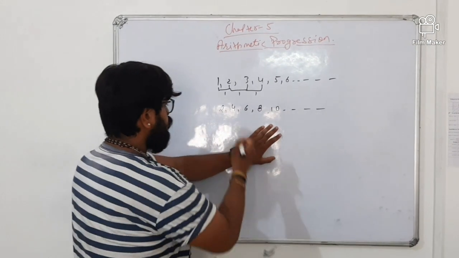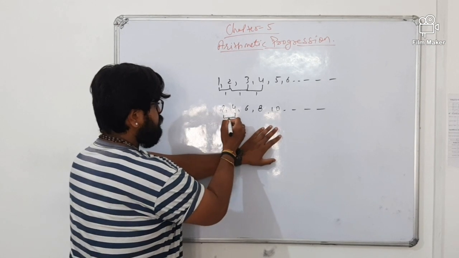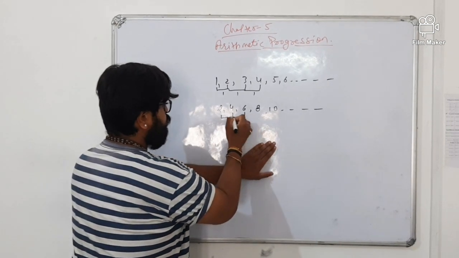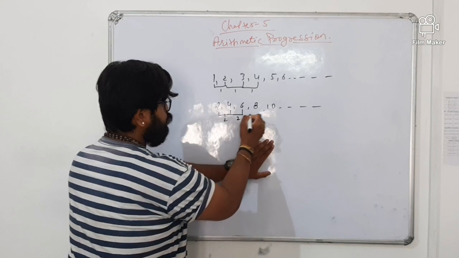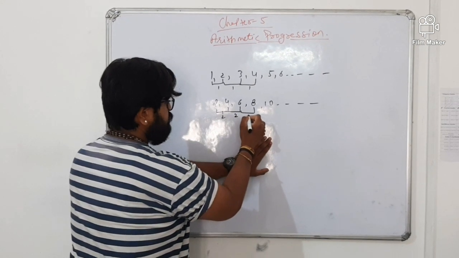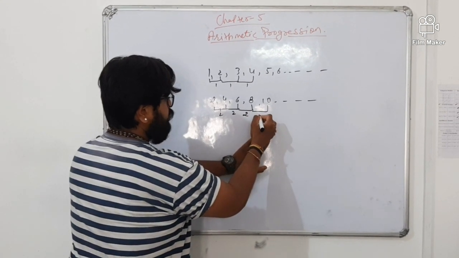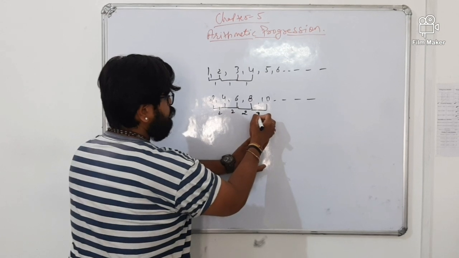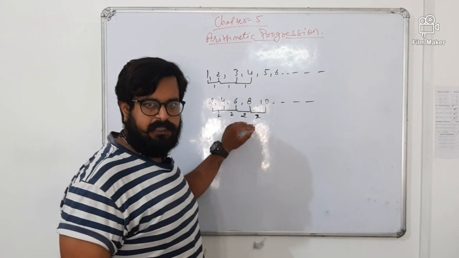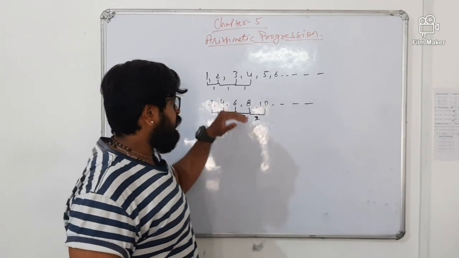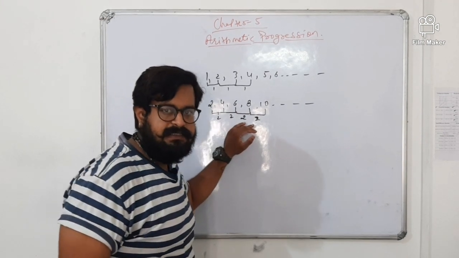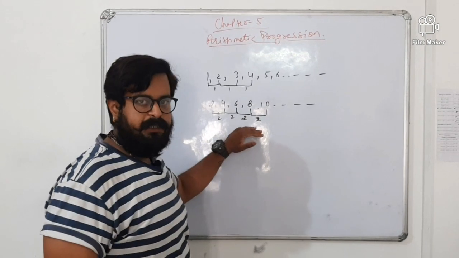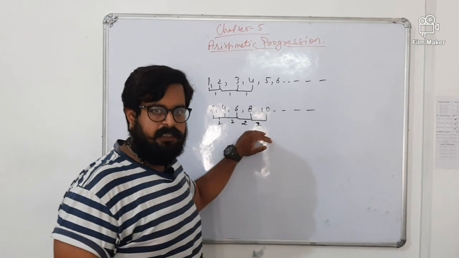But how can we say? Because the difference between 2 and 4 is 2, the difference between 4 and 6 is 2, the difference between 6 and 8 is 2, and between 8 and 10 is also 2. So if the difference between the given numbers is the same, then those numbers are said to be in a sequence, meaning the numbers continue in a particular pattern.